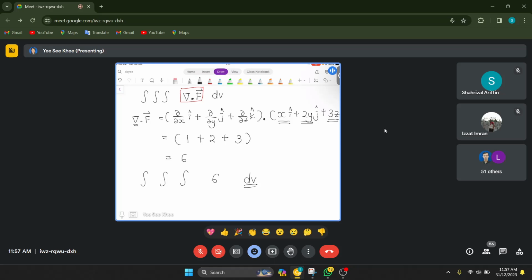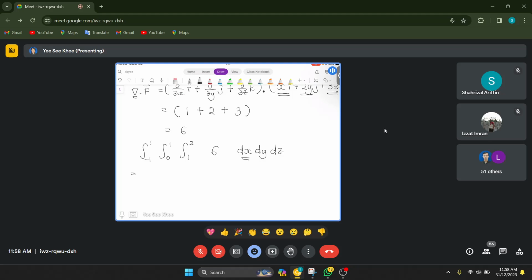dV, V stands for the volume. The question already tells us the dimensions of the cube, so you could use Cartesian coordinates to represent your dV. It means that it is dx, dy, and dz. For the interval of x, look at the question: it's from 1 to 2, sorry. For y it is from 0 to 1, and for z it is from -1 to 1.